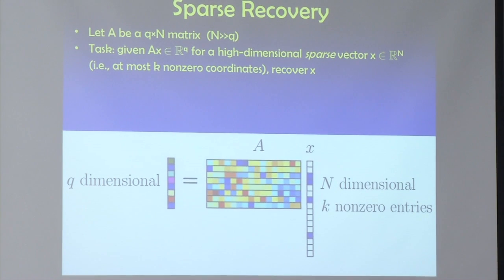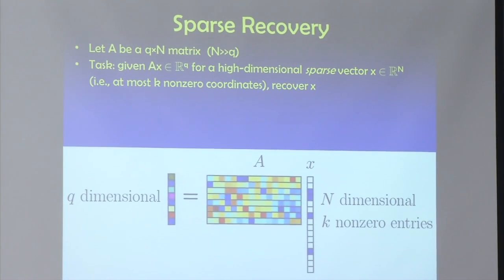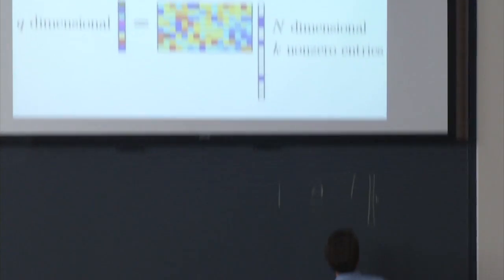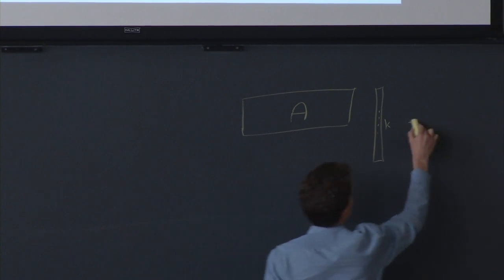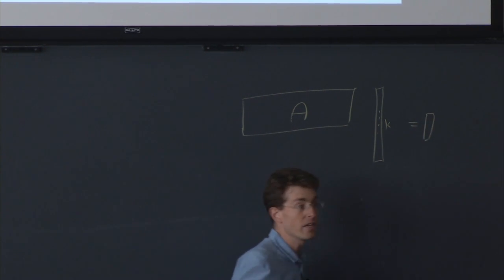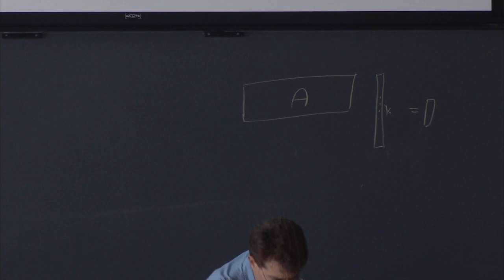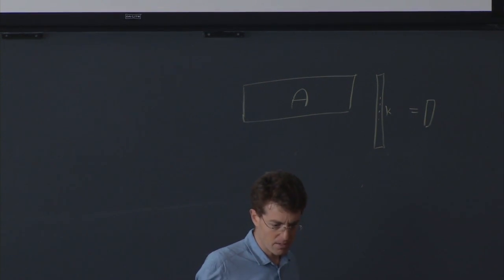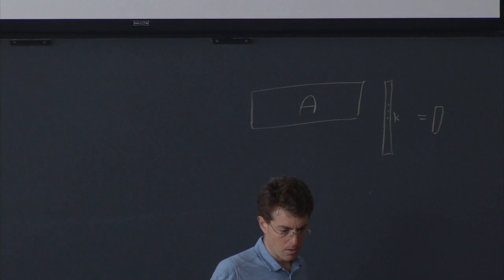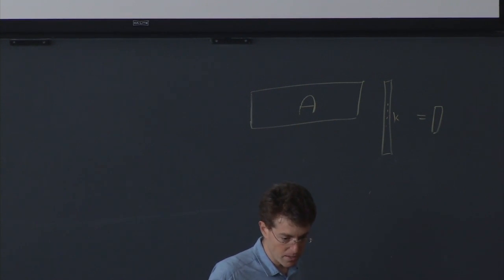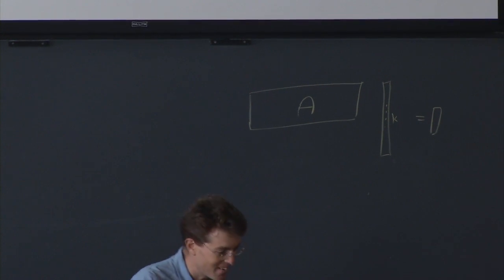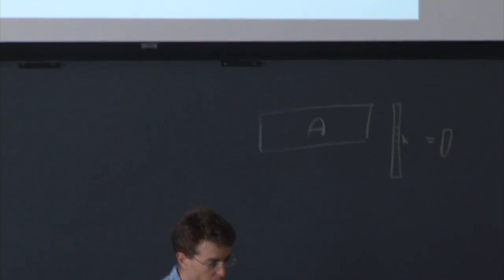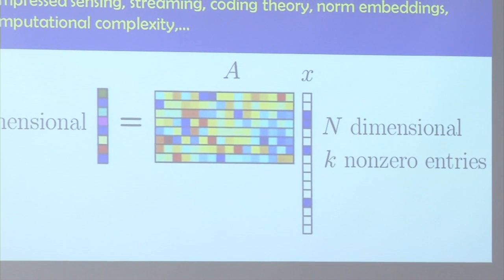Okay, so you have a vector X. X has some number of non-zero entries, and you get a low dimensional vector. You want to recover X. And that's actually very useful. It has lots of applications in applied math, signal processing, compressed sensing, streaming, coding theory. Actually, I don't really know what everything is, but they tell me this is what the applications are. And some of those we might hear about more later.